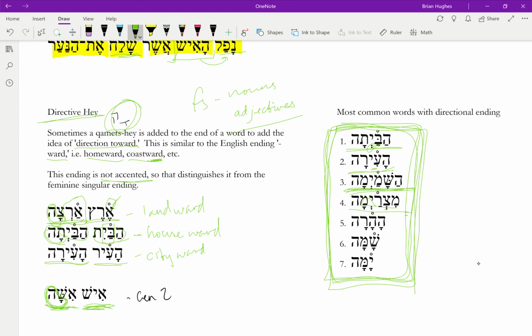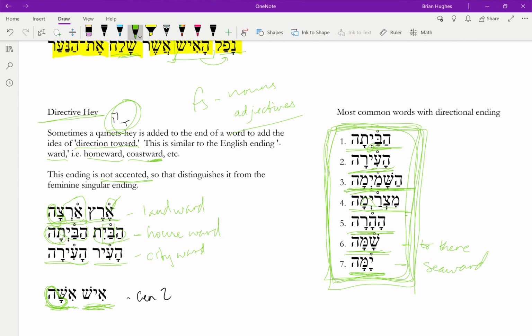Hahara. This har, you're going to learn either this chapter or the next chapter, means mountain. Yeah, I think maybe it's the next chapter. So this is mountain word. Shama. So this comes from sham, which means there. So this means there word or to there. So it would be used in those. And then yama, yama is sea word. So all of them are geographically locative in their sense: the house, the city, the heavens, Egypt, the mountains, there, or the sea.